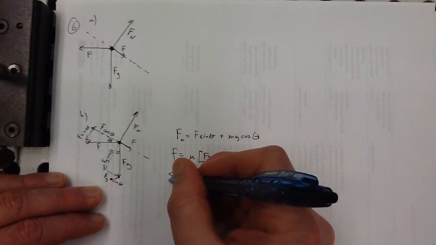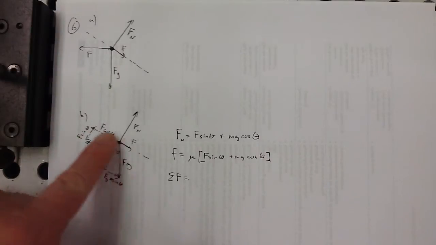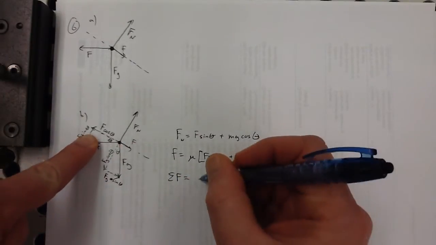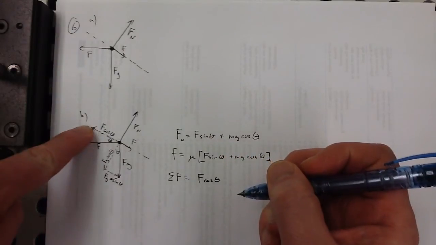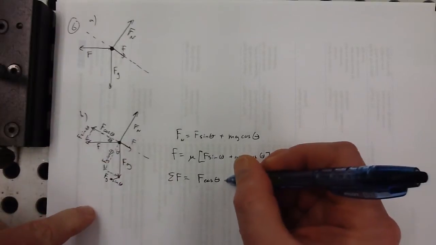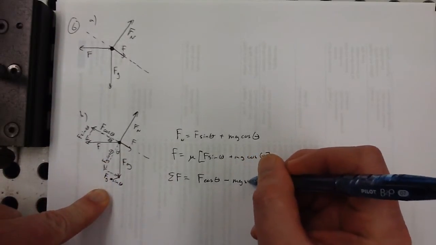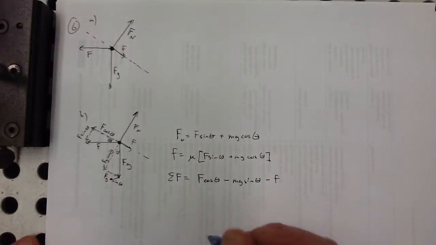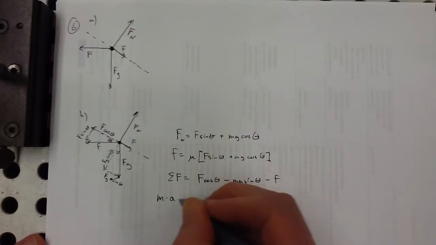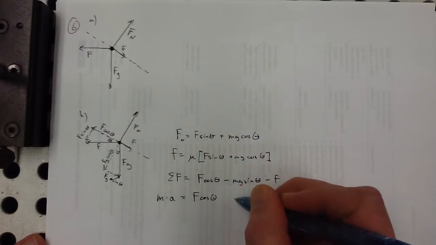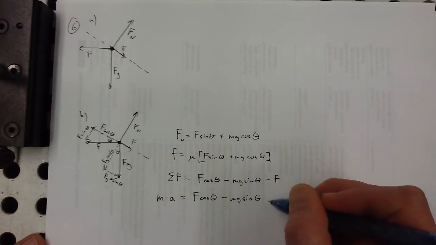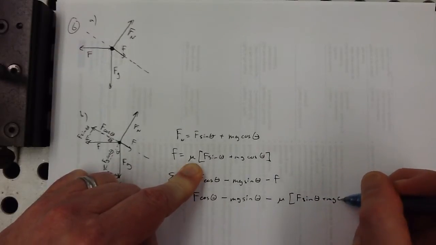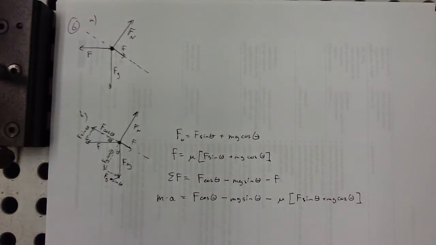And then I know that the sum of all forces would be equal to, in the direction of motion here, I've got this F cosine theta, which is doing battle with these two, right? So it's F cosine theta, that's the up the ramp part of the F pushing force, minus the part of gravity, mg sine theta, that's down the ramp, but there's also friction, minus friction. And there's our expression for that. All right, so it's looking kind of messy. So mass times acceleration is equal to F cosine theta minus mg sine theta minus mu times F sine theta plus mg cosine theta.